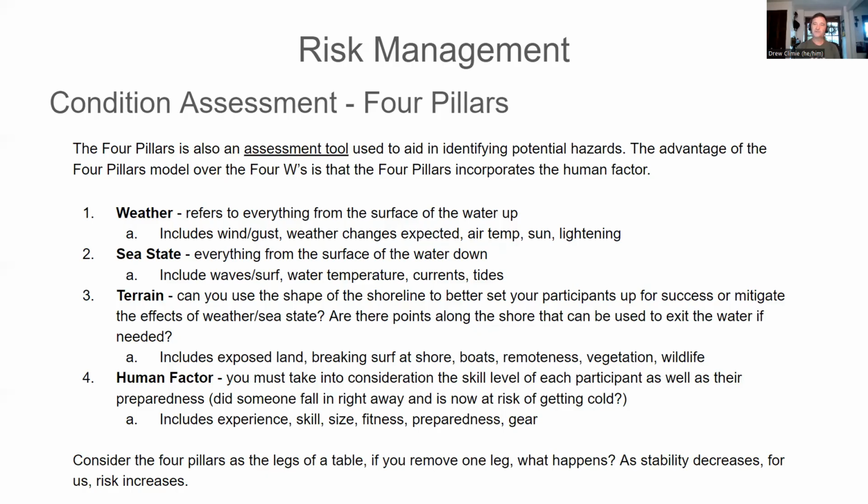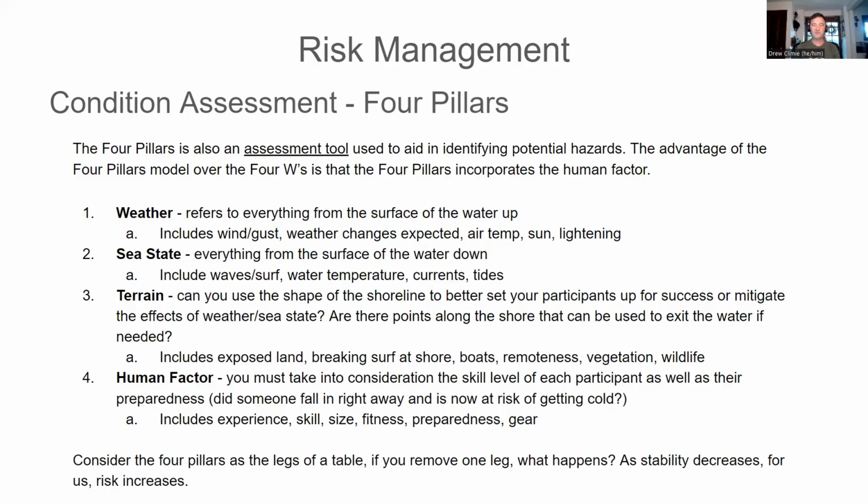What we can use, features of the land that we can use maybe to help us mitigate some wind if there's wind, but also considerations of how easy is it going to be to get on and off the water. The human factor, so this is a big one. You must take into consideration the skill level of each participant as well as their preparedness.